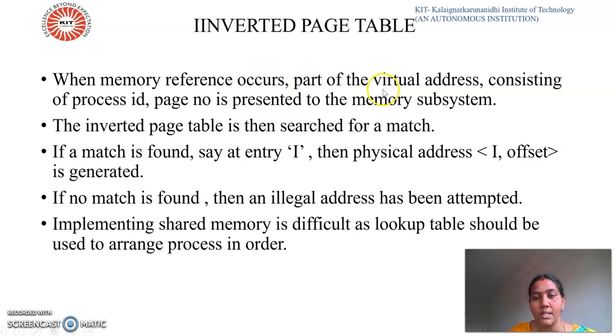When a memory reference occurs, the part of the virtual address that consists of your process ID, process P1, along with the page number. The P1 process carries 5 page numbers. Your page number 3 is your real page number. That information is presented over here. The inverted page table is then searched for a match. It gets the match and then it returns the physical address. If there is no match, then it displays that an illegal address has been attempted. If you get any match, then it will be looked up in the lookup table and it should be arranged in accordance order.